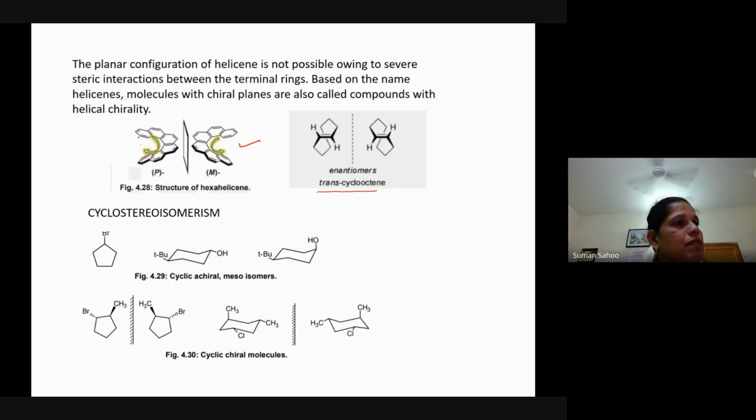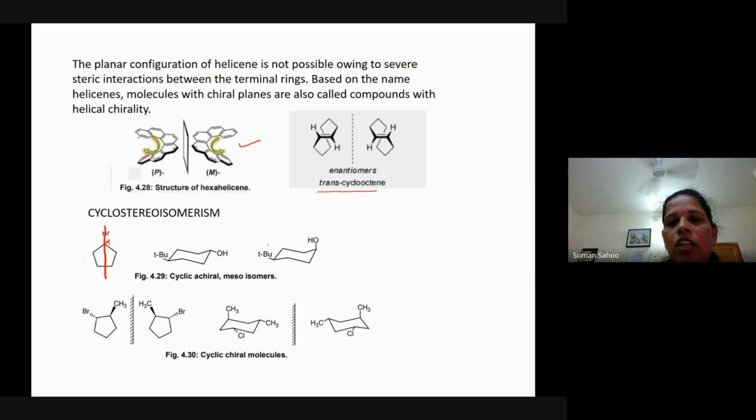Next is your cyclostereoisomerism. Cyclostereoisomerism means in cyclic compounds we have stereoisomerism. Suppose you see the case of 1-bromocyclopropane. In that case, you have a plane of symmetry. Although you have a chiral center here, with 4 different groups, the molecule is still achiral because you have a plane of symmetry passing through this.